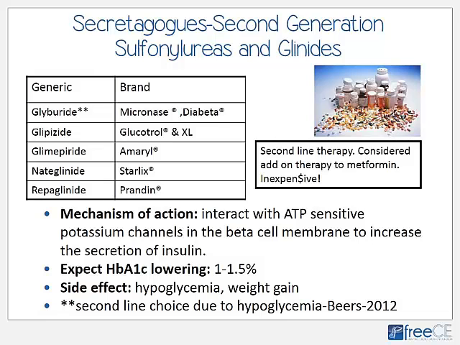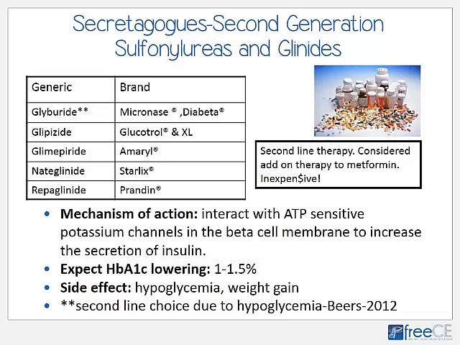So let's talk about some of these drugs. We have glyburide, available as Micronase and Diabeta, and glipizide, Glucotrol, glimepiride, Amaryl, nateglinide, and repaglinide. They're those two fast-acting ones, Starlix and Prandin. They're considered second-line therapy, just add-on therapy for metformin. They're very inexpensive, so we see those used a whole lot in my practice.